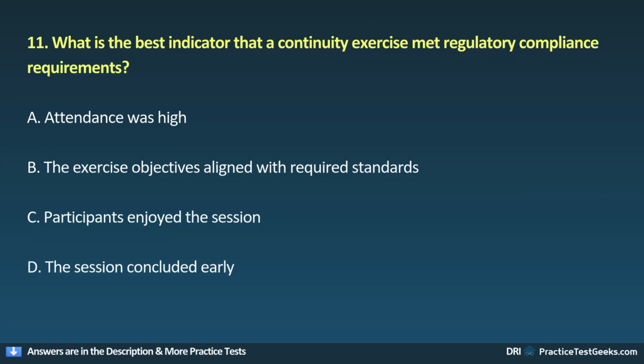11. What is the best indicator that a continuity exercise met regulatory compliance requirements? A. Attendance was high. B. The exercise objectives aligned with required standards. C. Participants enjoyed the session. D. The session concluded early.